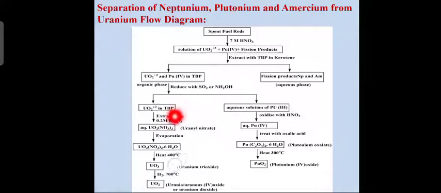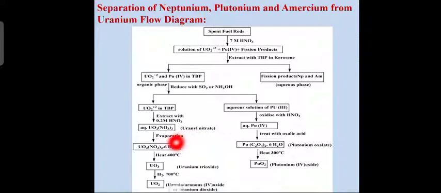This phase is separated and extracted with 0.2 molar nitric acid. So it is treated with 0.2 molar nitric acid. You will get the product as aqueous UO2 nitrate, which is called uranyl nitrate. So when you extract UO2 2+ in TBP, you get uranyl nitrate.